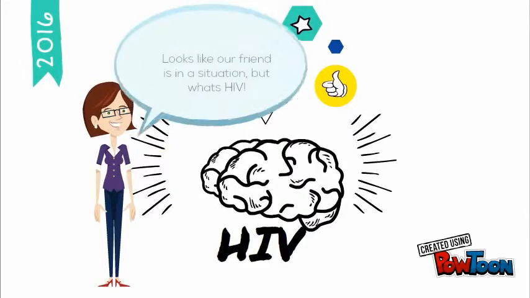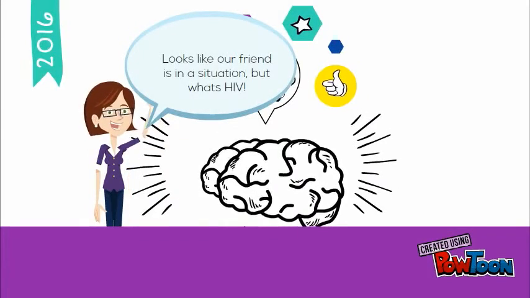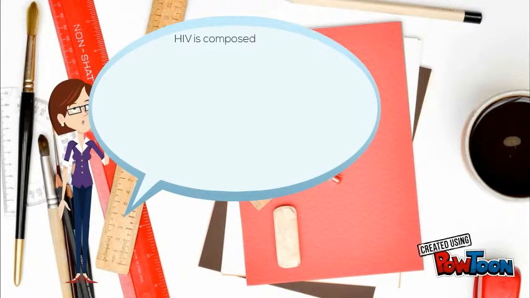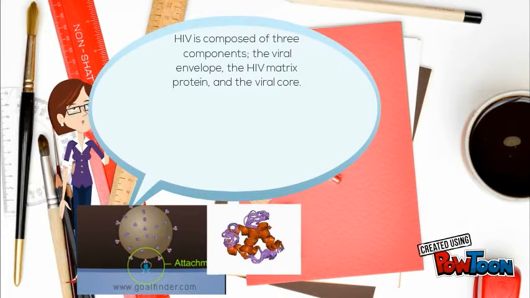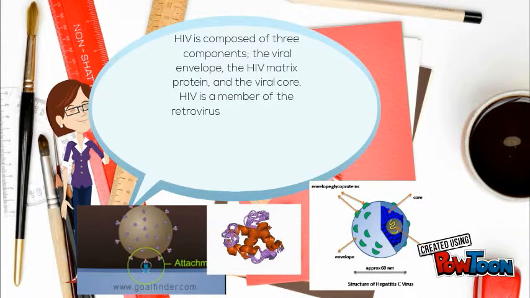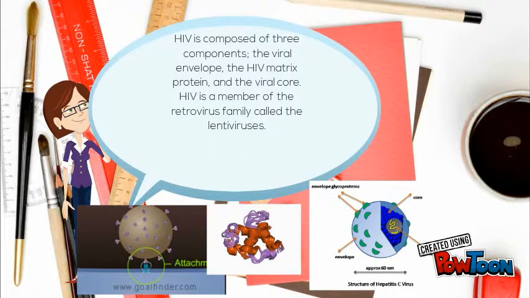Looks like our friend is in quite the situation. But what is HIV anyways? HIV is comprised of three components: the viral envelope, the HIV matrix protein, and the viral core. HIV is a member of the retrovirus family called the lentiviruses.